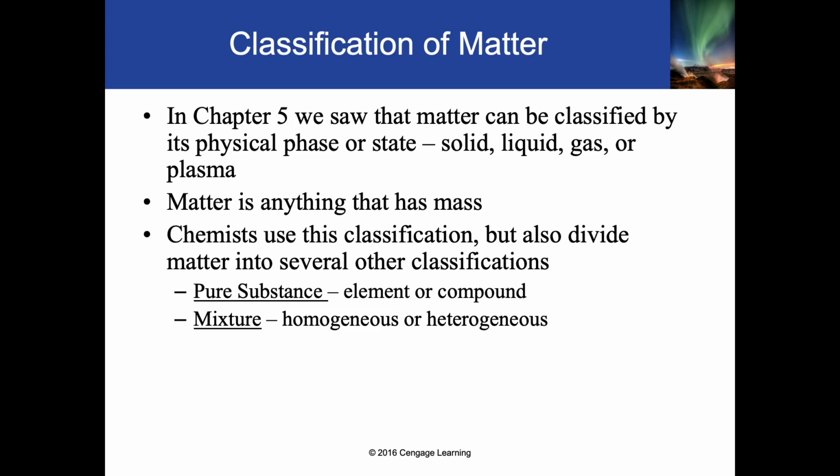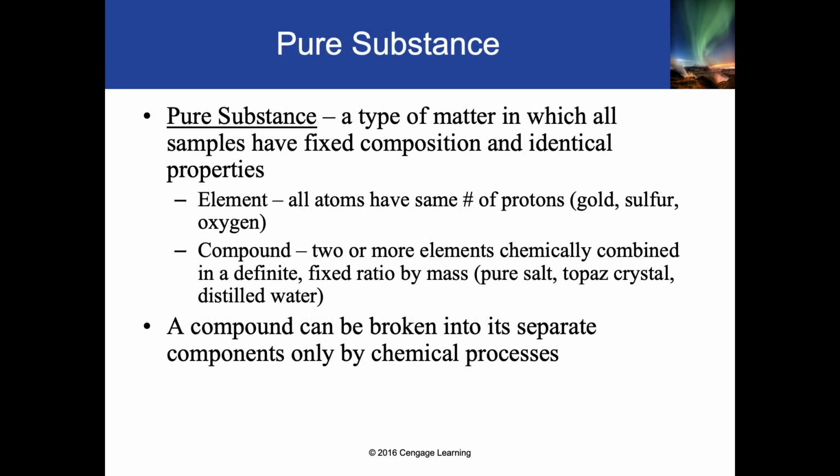But anything that's made of matter has a mass, right? And chemists use this classification, but we also divide matter into several other classifications. We either have pure substances, which can be either elements or compounds, and then we have mixtures, homogeneous mixtures or heterogeneous mixtures. So let's first talk about the pure substances.